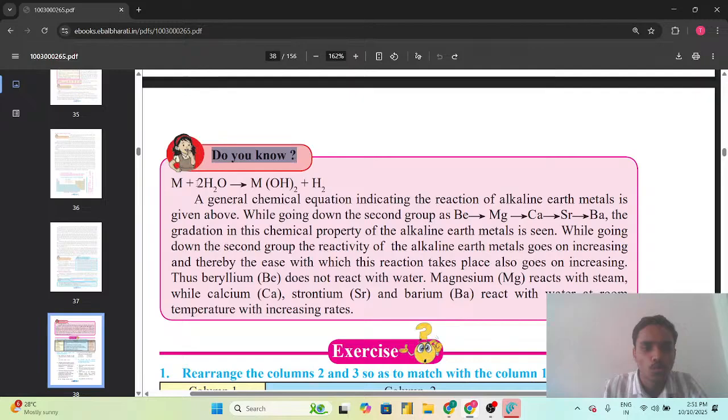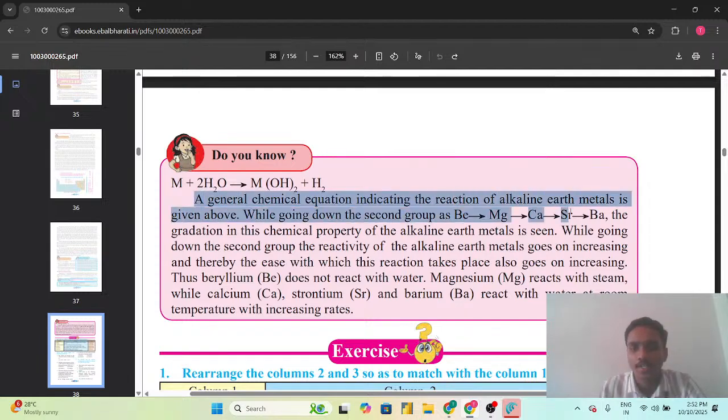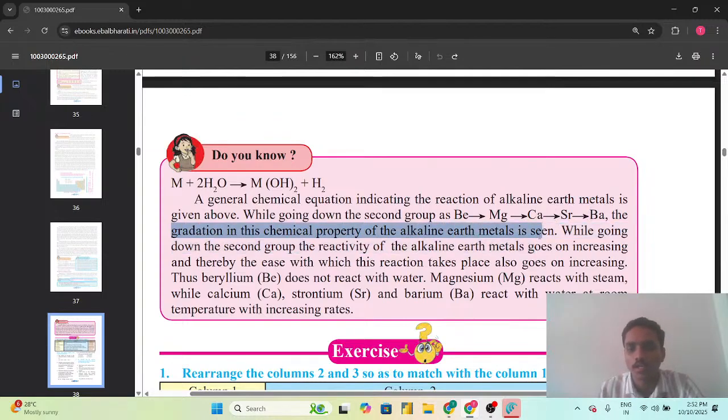Now we have the reaction M plus 2H2O gives M(OH)2 plus H2. This is one reaction which we have given. A general chemical equation indicating the reaction of alkaline earth metals is given above. While going down the second group, that is beryllium, magnesium, calcium, strontium, barium, the gradation in this chemical property of the alkaline earth metals is seen.